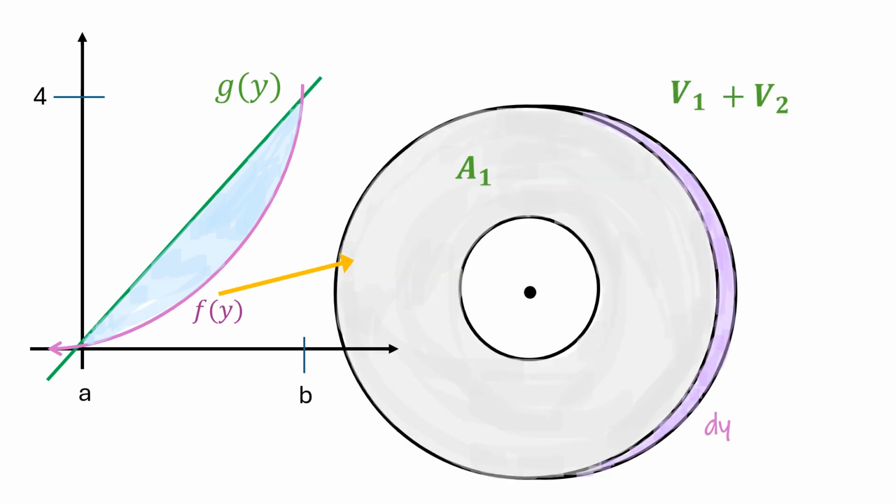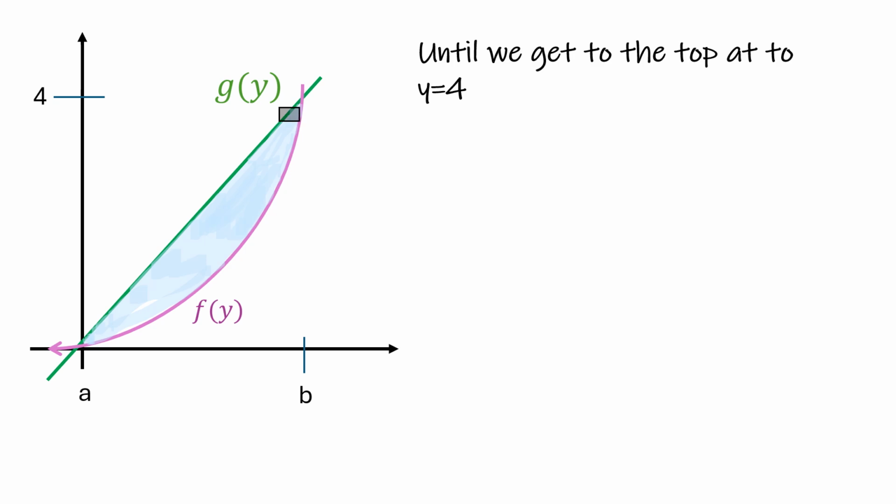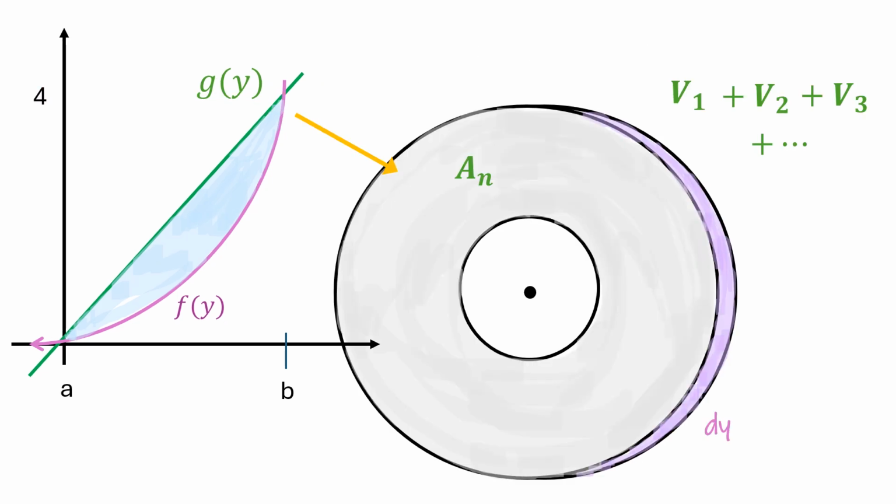Doing this over and over again until we get to the very top, which for this case is at y equals 4. So for that y equals 4, we rotate it, get our washer, find the volume, and add that on. Each time we're adding the volumes up.